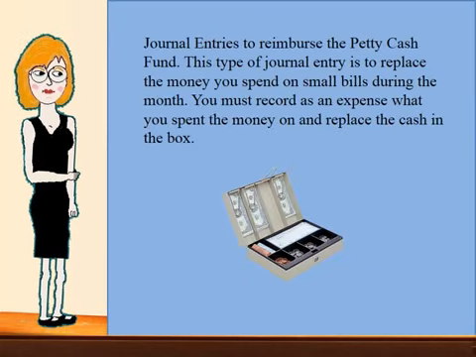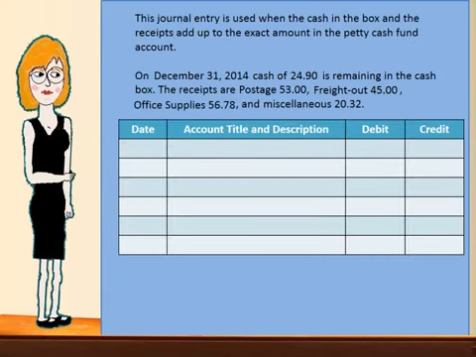Journal entries to reimburse the petty cash fund. This type of journal entry is to replace the money you spent on small bills during the month. You must record as an expense what you spent the money on and replace the cash in the box. This journal entry is used when the cash in the box and the receipts added up to the exact amount in the petty cash account.